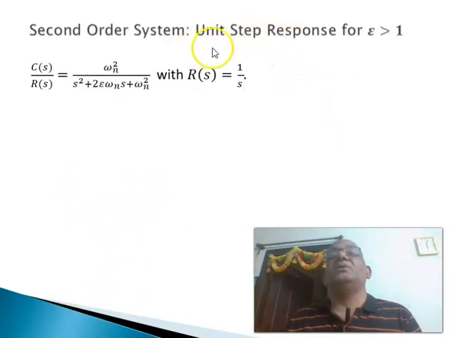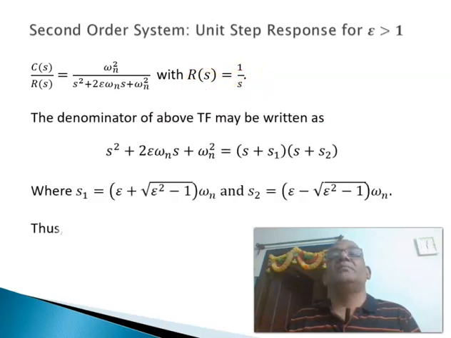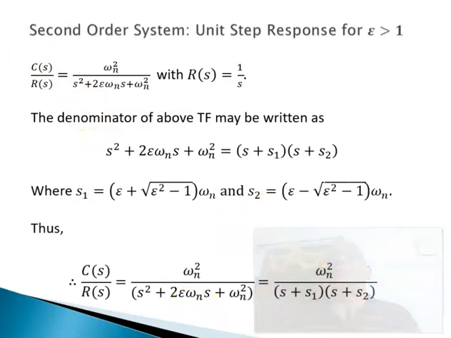So to begin looking at the unit step response for epsilon greater than 1, that is an overdamped system, we note that this is the transfer function and this is the Laplace transform of the input. The denominator of this transfer function may be written as a product of two terms, s plus s1 and s plus s2. Minus s1 and minus s2 are the roots of this quadratic equation equated to 0. We can easily see that s1 and s2 with these values satisfy this expression.